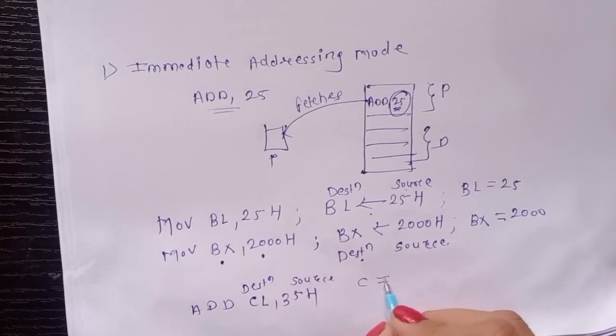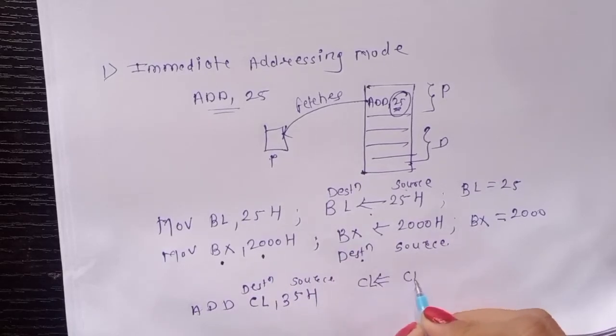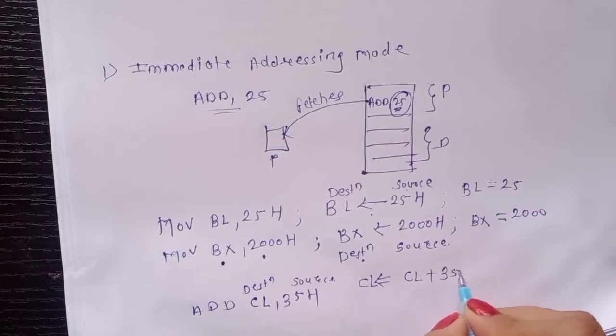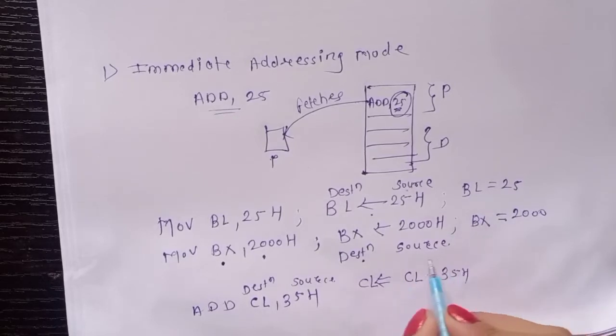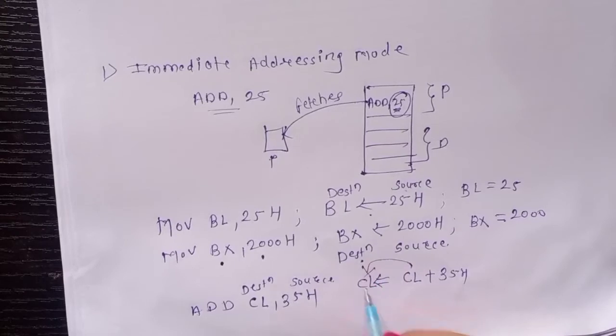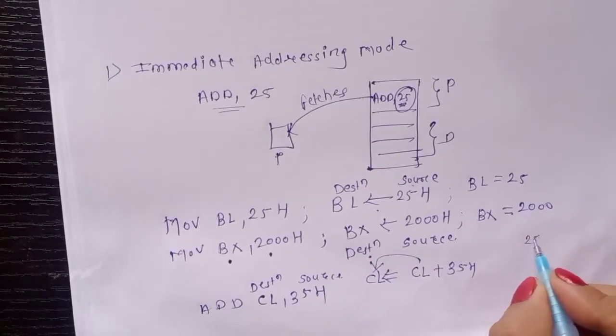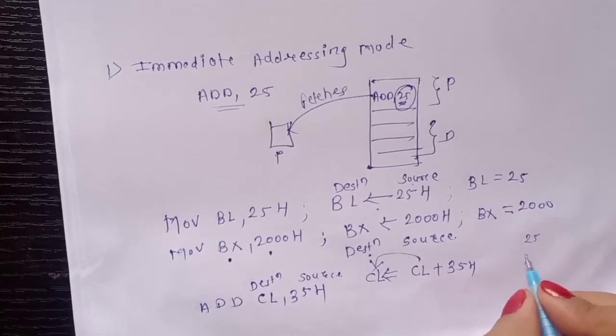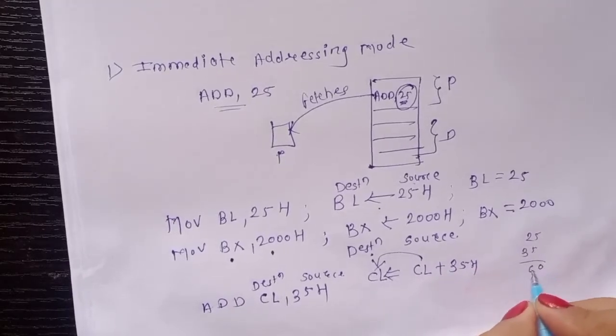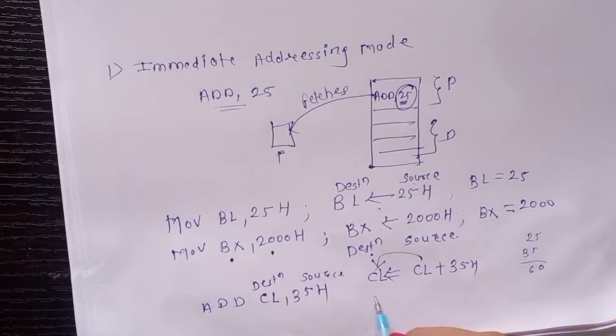It means that CL will get CL plus 35, and the result of this addition will be stored into the CL register. Let's say initially your CL was 25 and your CL is added with 35, then what will be the result? 60. This 60 will be stored inside CL again. So initially the contents of CL was 25 and now the contents of CL will become 60.